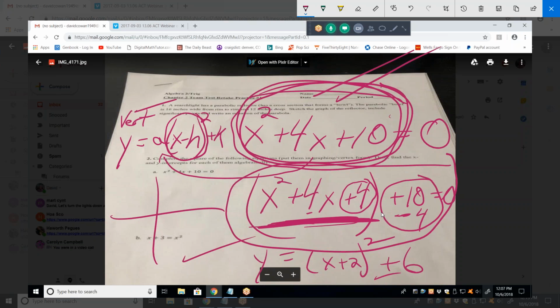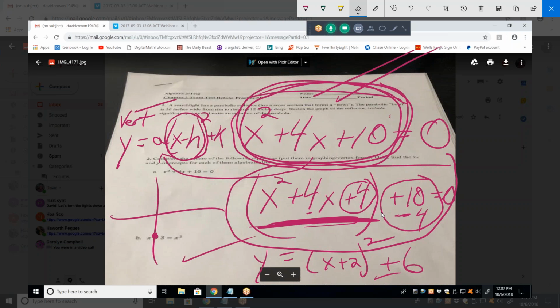Oh, yeah. So it would be -2. -2, exactly. h has to be -2. Otherwise, it wouldn't work. If h was a positive 2, this would say x plus 2. If h is a -2, then it would say x plus 2. So I know that the vertex x coordinate is there. What's the y coordinate? It'd be 6.